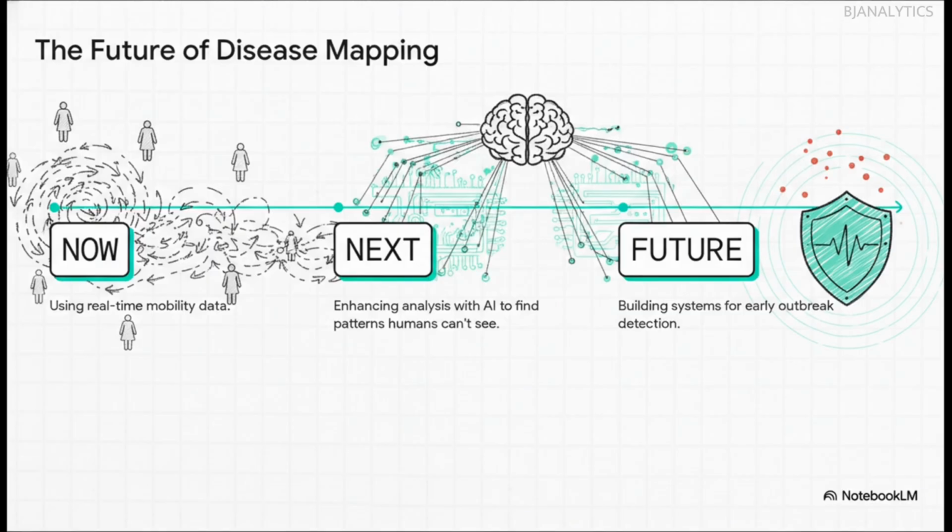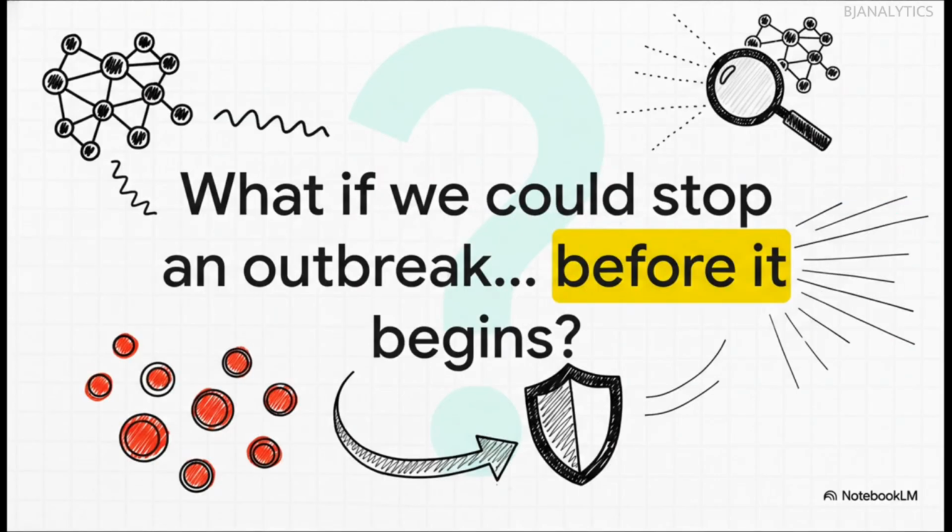And the end game, the big goal, is to build systems that can automatically detect the tiny digital whispers of an outbreak before we even know it's a thing. I mean, just think about that for a second. What if we could get so good at this, so good at mapping these hidden connections, that we could stop an outbreak before most of us even knew it had begun, before it even becomes a threat? That is the promise of this technology, and that's exactly what researchers all over the world are pushing for.